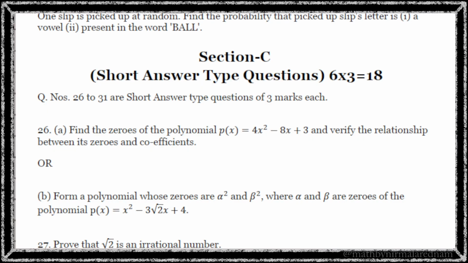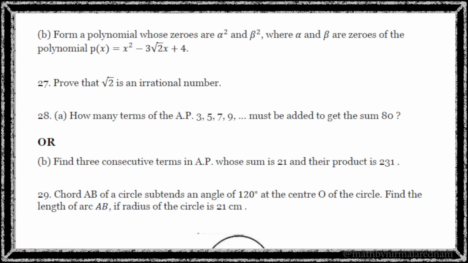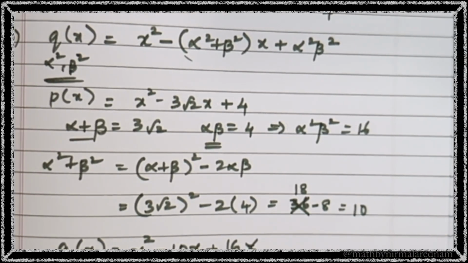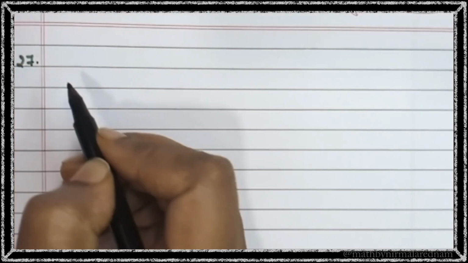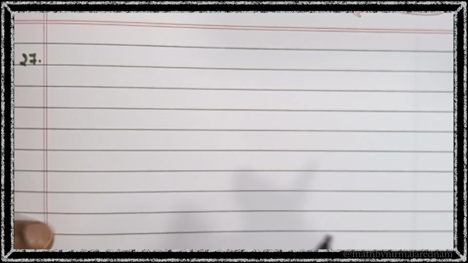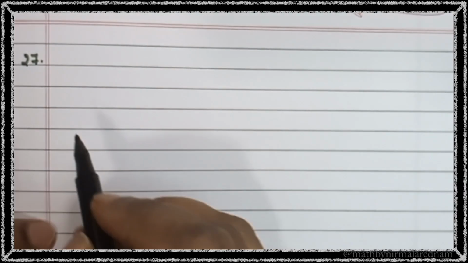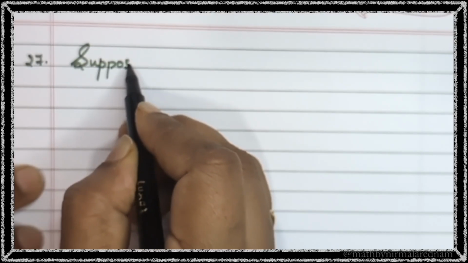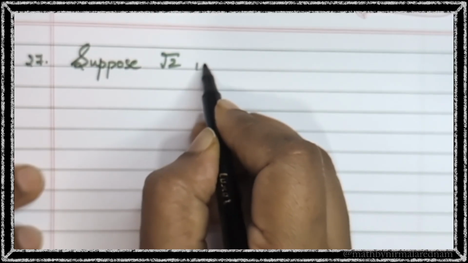Let's move on to 27th question. Prove that root 2 is an irrational number, right? So here we are going to prove this by contradiction. That is, we are supposed to prove that root 2 is irrational, okay? So I'm going to suppose it is rational, okay? Suppose root 2 is rational.